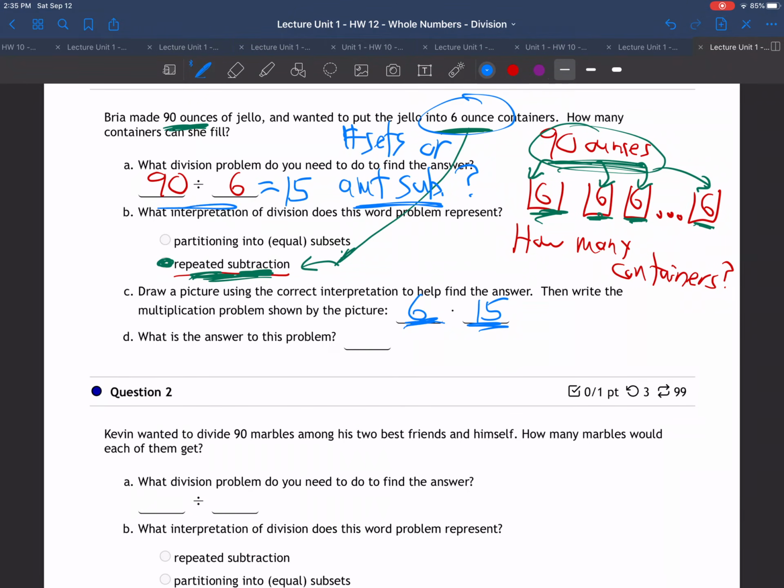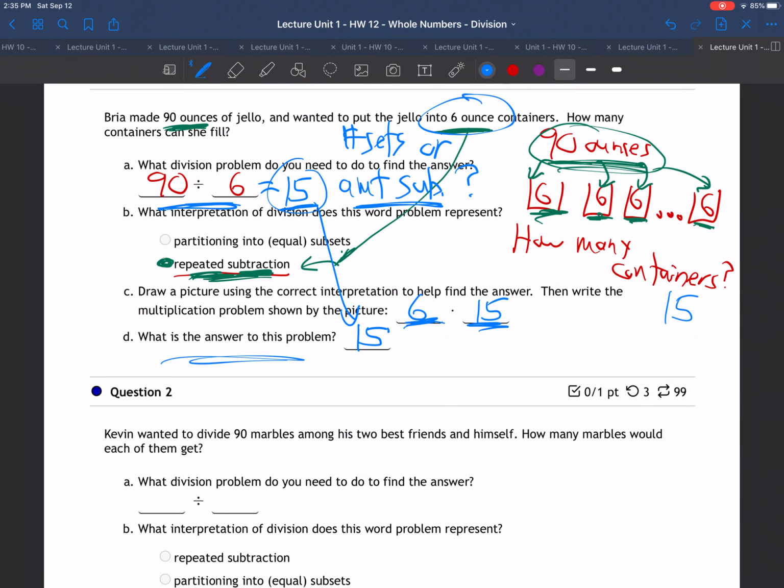So 90 divided by 6 equals 15 means 6 times 15 equals what? What's the answer? 90. Oh, I'm sorry, that's not the answer. The answer was 15, wasn't it? 15 is the answer to this question, to this division. What is the answer to the division problem? It's 15. In other words, there's going to be 15 containers, each containing 6 ounces, to disperse the whole 90 ounces.